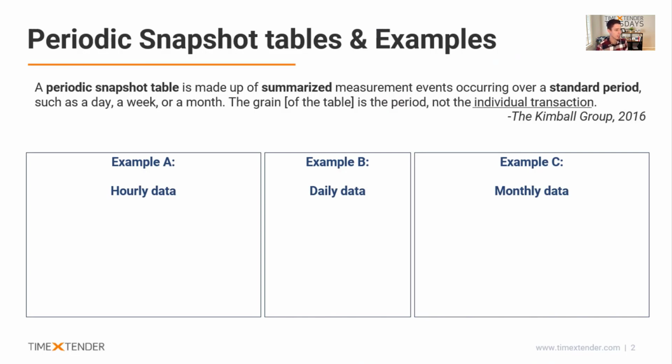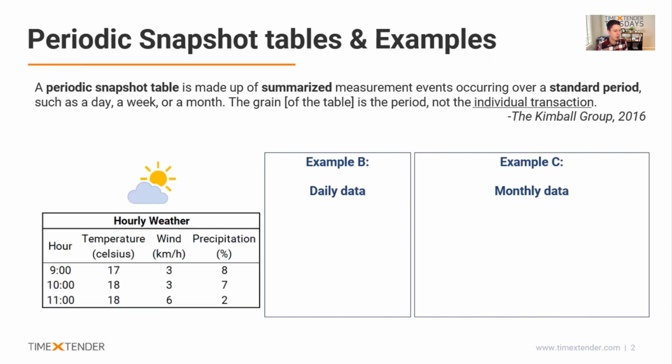Periodic snapshot table, rather. So there are a number of different examples that we can cover on what a periodic snapshot table is, but essentially it's made up of summarized or aggregated measurements that occur over a standard period, such as a day, a week, a month. And the grain of the table is going to be that period, right? And not just the individual transactions that we're more familiar with in a transactional fact table. This is going to be more of a period-based fact table.